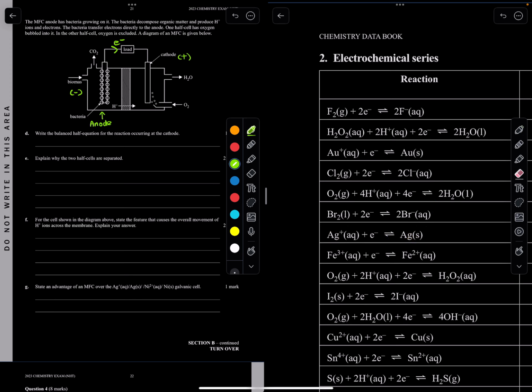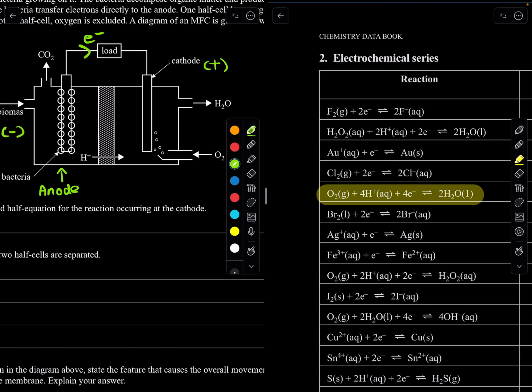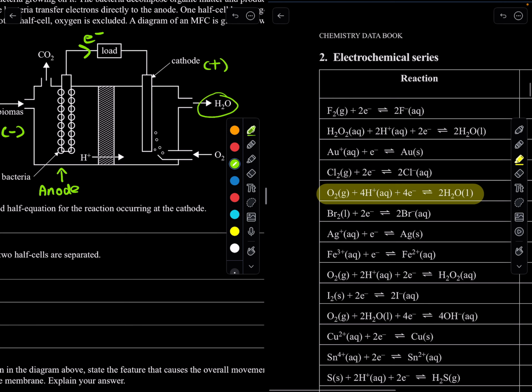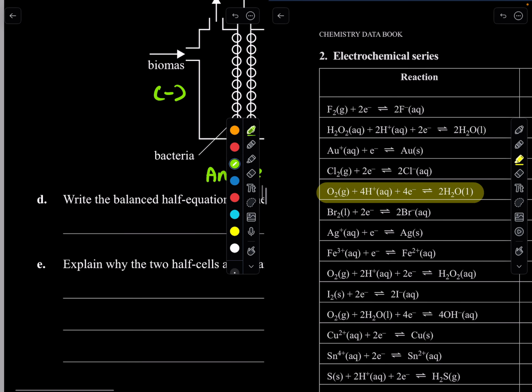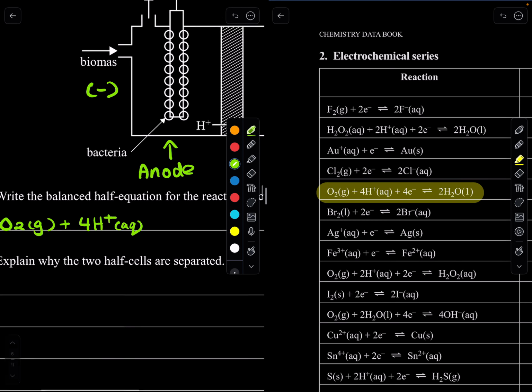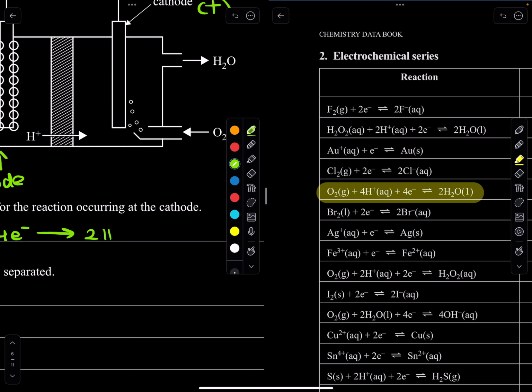This is the perfect one here. Oxygen gas plus 4H plus, it's this one over here. Remember, oxygen gas is reacting with those H plus ions that are coming from the anode to the cathode, and the electrons that are getting received by the cathode. And so we're forming water, which is what this shows. This is perfect. So this is the reaction at the cathode. And remember, the cathode is where our reduction occurs. So we write this equation here. Very easy. It's 4H plus aqueous plus 4 electrons gives us 2H2O in its liquid state. Done.